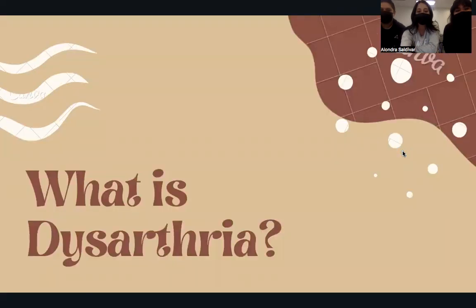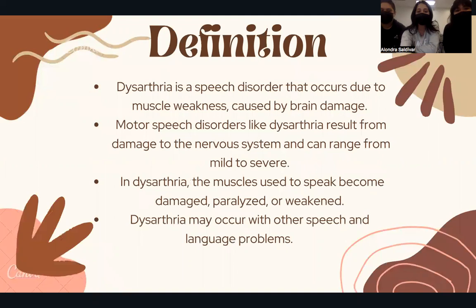So what is dysarthria? Dysarthria is a speech disorder that occurs due to muscle weakness caused by brain damage, and motor speech disorders like dysarthria result from damage to the nervous system and can range from mild to severe. In dysarthria, the muscles used to speak become damaged, paralyzed, or weakened, and dysarthria may occur with other speech and language problems such as apraxia of speech.